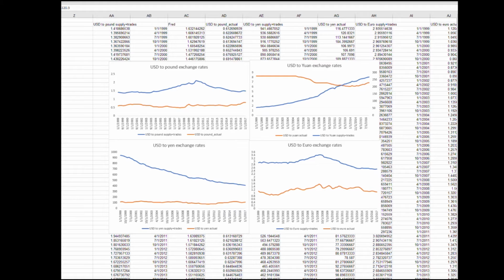The charts are labeled according to the currency exchange pair. Let's look at the upper left chart for US dollar to pound exchange rates. The blue trend line is the implied exchange rate according to M3 money supply and trade percentage importance. The yellow trend line is what's actually observed in the market.